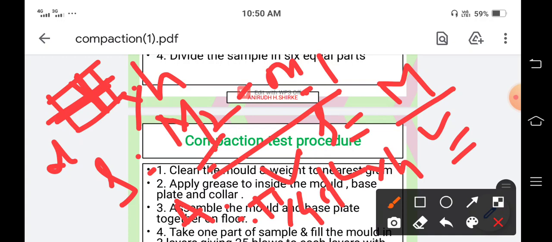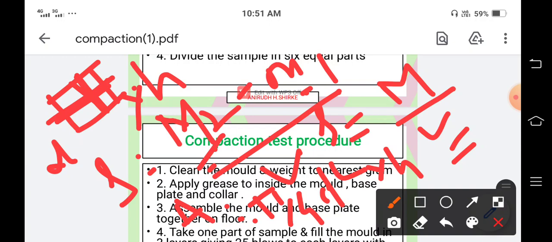So volume we are calculating by measuring the dimensions of the mold, that is, measure the height of the mold and measure the diameter of the mold. Once we measure the diameter, calculate the area, that is pi by 4 into d square, multiply by height, we are getting the volume. So here we are getting the bulk density, that is mass upon volume.